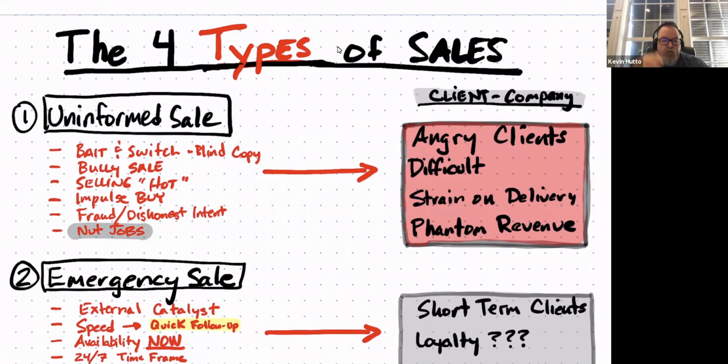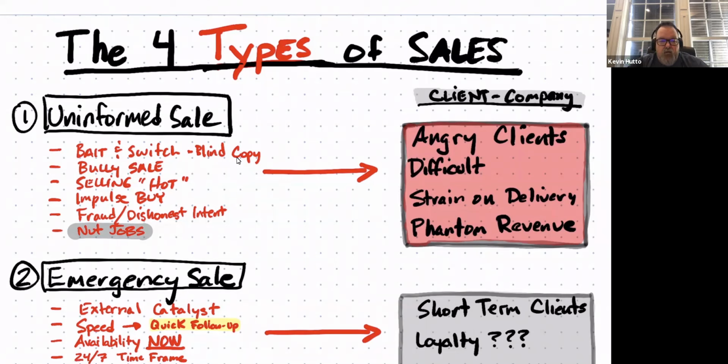So the first thing in the four types of sales, or this little illustration, over here, I'm going to go over what they are and then what they lead to over here, and sort of the big idea behind it. The first kind of sale that happens is the uninformed sale. And there are lots of different ways this happens, especially if you've sold at volume. The bait and switch sale, this is blind copy type stuff. This happens a lot in the business opportunity niche, where the person thinks they're buying one thing and then ends up finding out that it's something completely different.